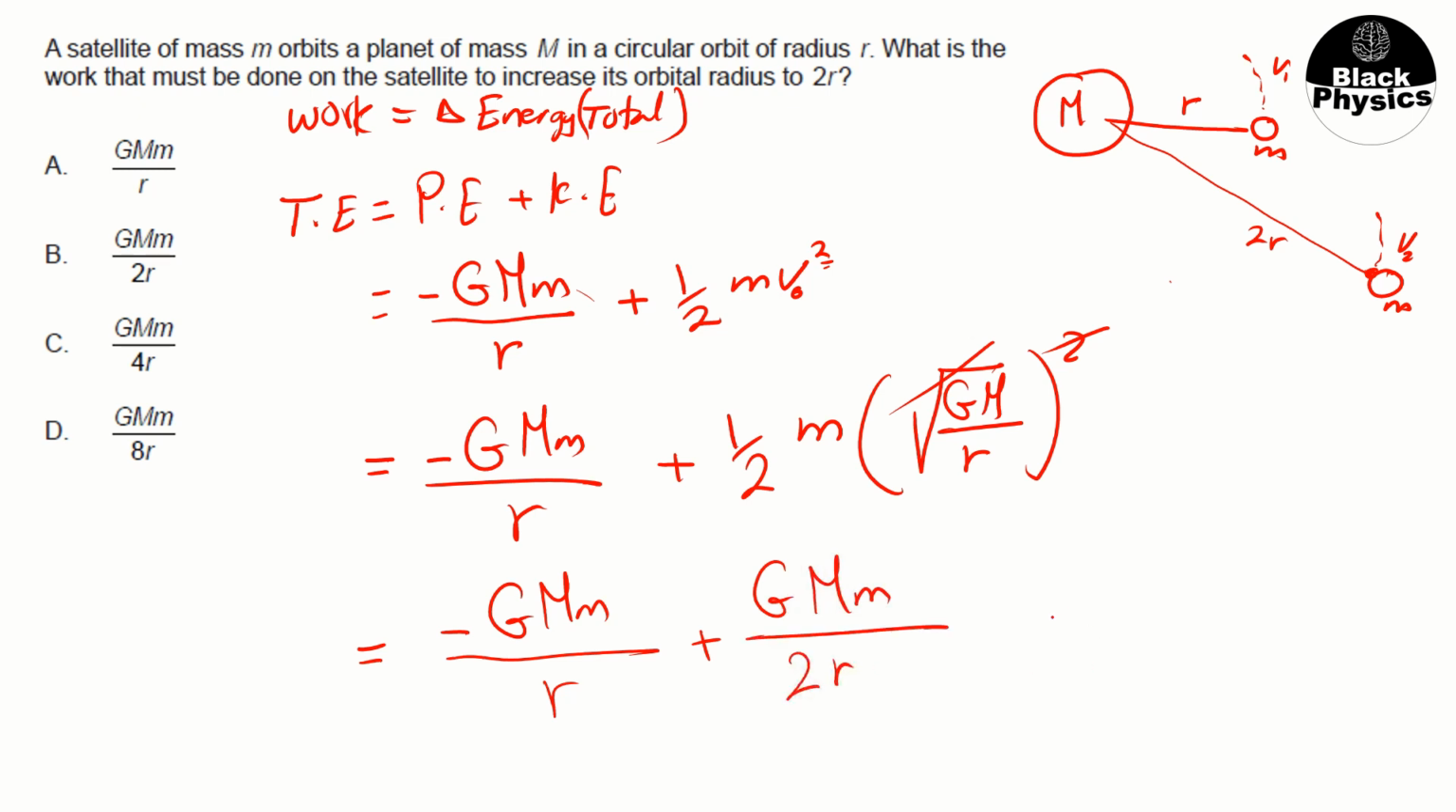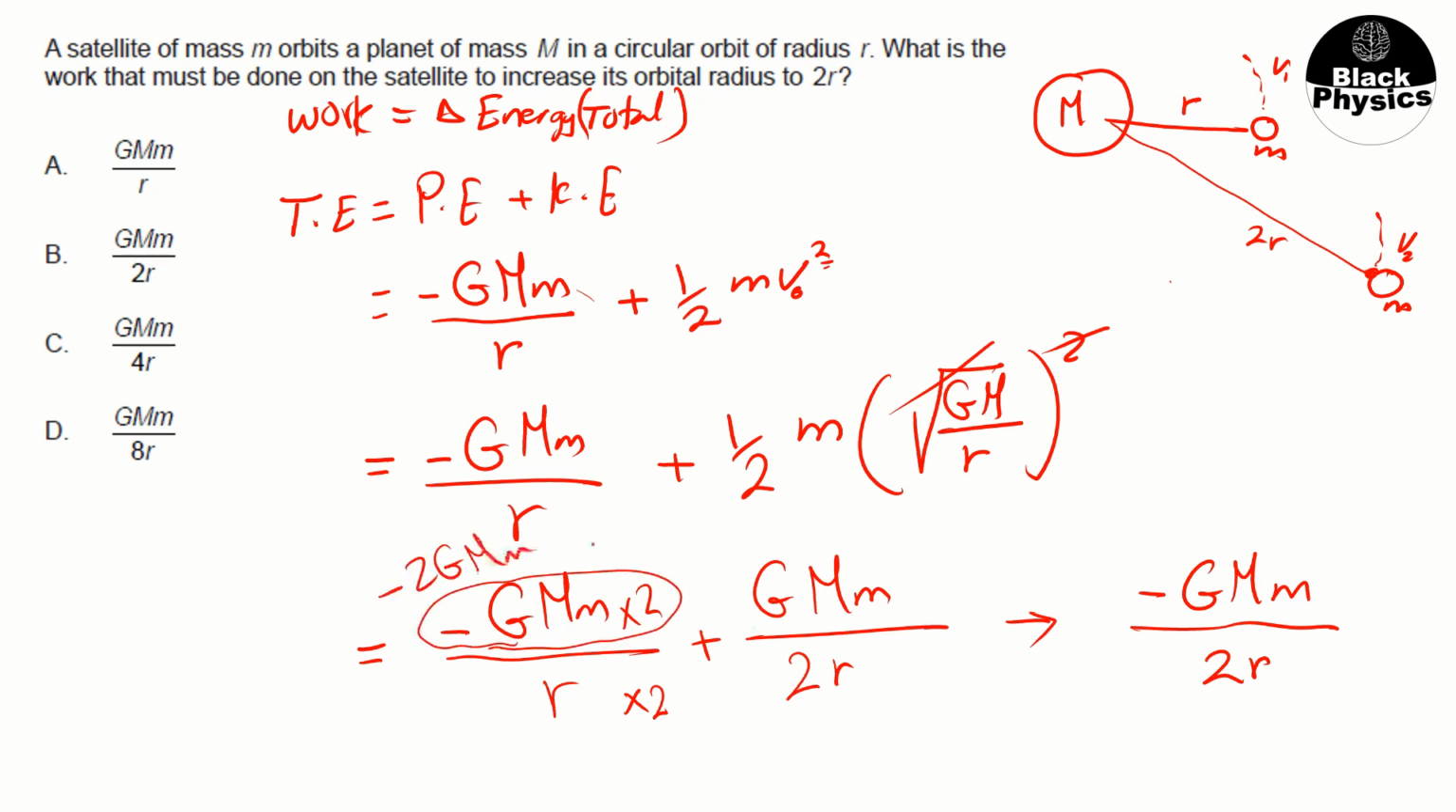To solve this formula, we multiply both terms by 2 for the potential energy term to have a common denominator, which is 2R, and then we have negative 2GMm plus GMm, which will give us negative GMm over 2R. So imagine you have negative 2GMm and plus GMm, and we add them together, we get negative GMm over 2R. So this is the formula for the total energy.